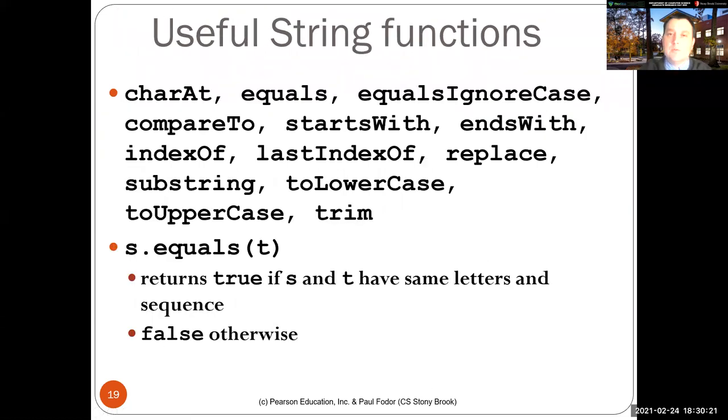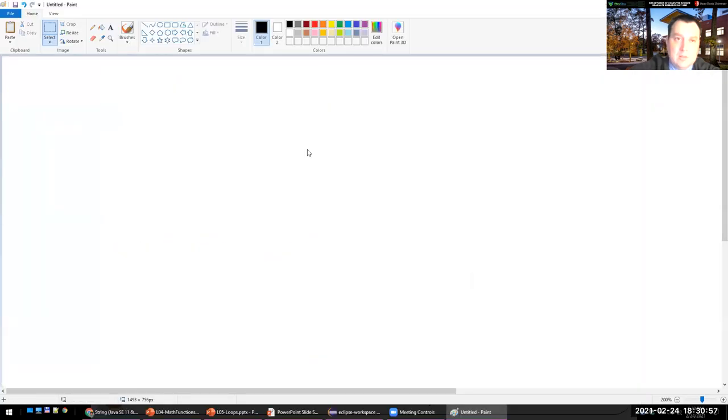Now, there are a lot of useful string functions. I will go over a few today. So charAt extracts the character at a location index in the string, and returns a character. Equals: numbers are usually compared with the double equal operator. But the double equal operator between strings compares the addresses of the objects instead of the content of the objects. So let me give you an example, and then you will see what I mean.